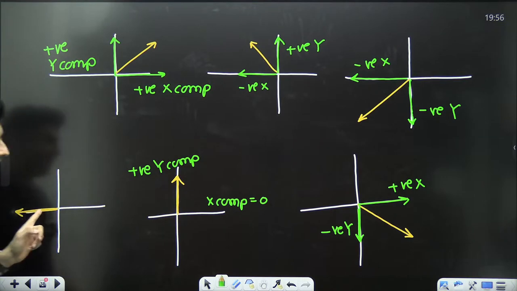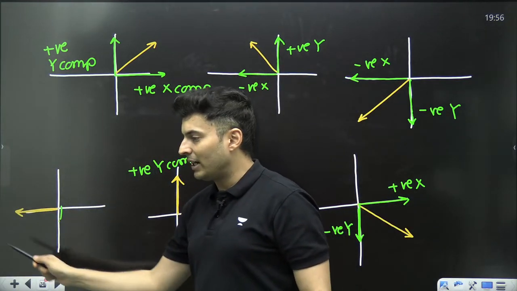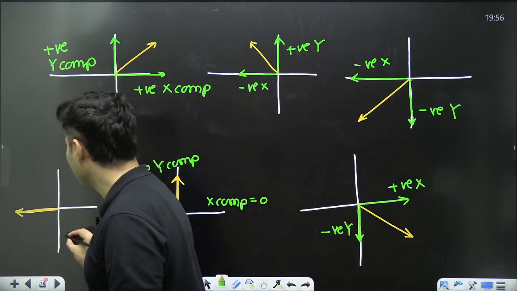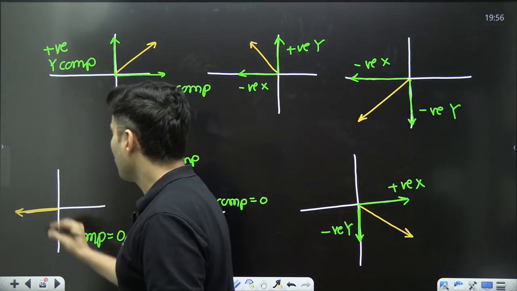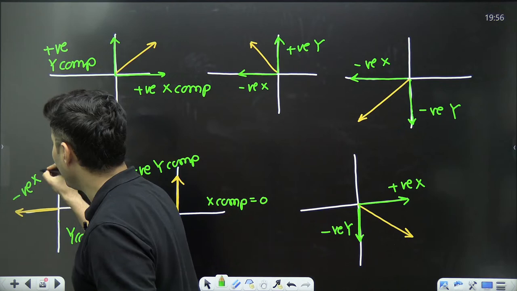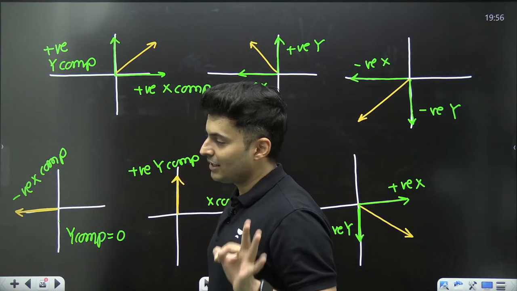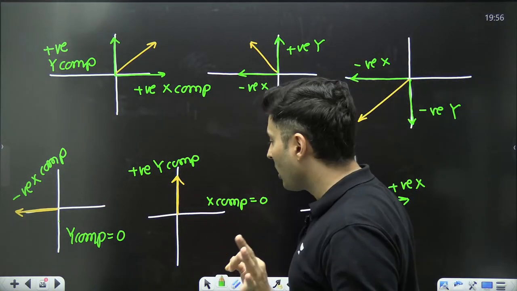What about this vector, guys? Can you answer it in the chat box? I hope you can see this yellow part. It is going towards the left. Yep, in this case, the y component will be 0, but it has a negative x component. Negative x component. Understood? Clear? How to split the vectors? Is this exercise making it clear?